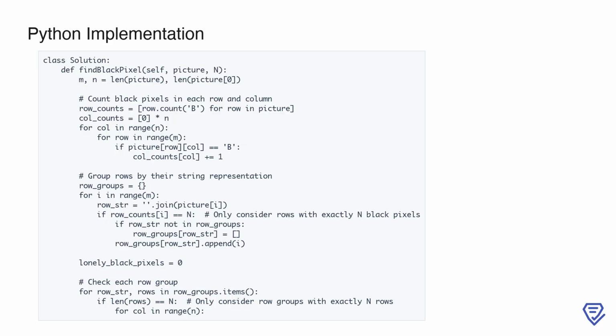At this point, we prepare to count the lonely black pixels by initializing a variable called lonely_black_pixels to 0. Finally, we start examining each group of rows in the dictionary to determine if they meet the conditions for contributing to the count of lonely black pixels.